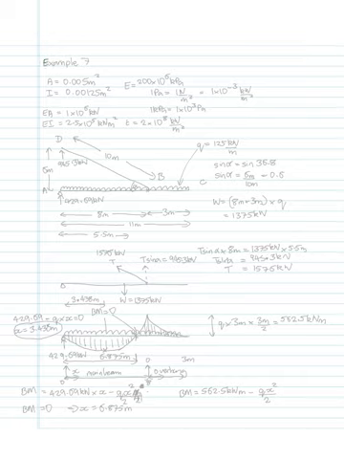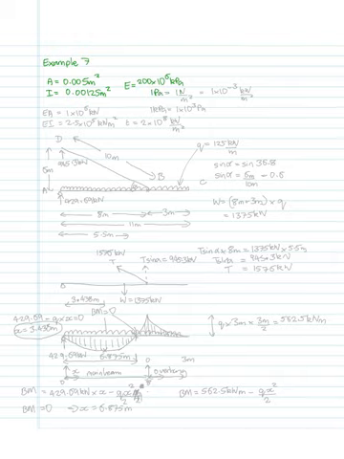Okay, example 7. So before we look into it, A is 0.005 meters squared, so that must be the area of the cable. I, which is the second moment of inertia of the beam, must be 0.00125 meters to the fourth. Now E for both is the same, so E is 200 times 10 to the 6 kilopascal.